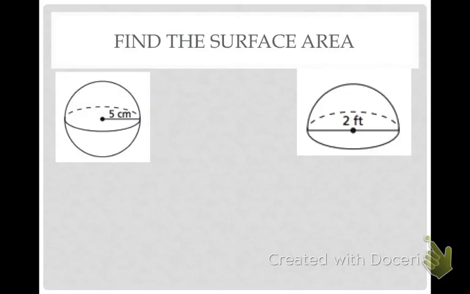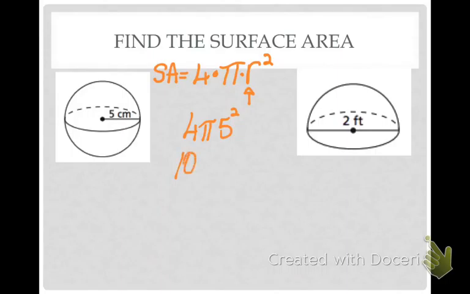The first one has a radius of 5 centimeters. So the very first thing I'm going to do is write down my surface area formula. And that is 4 times pi times radius squared. So I'm going to put my 5 right there where the radius is, and I'm going to get 4 pi times 5 squared. And when I put that in my calculator, I'm going to get that it is 100 pi, and these are centimeters squared. Or if you put that into a decimal format, it would be 314.16 centimeters squared. And that is the surface area of that sphere.